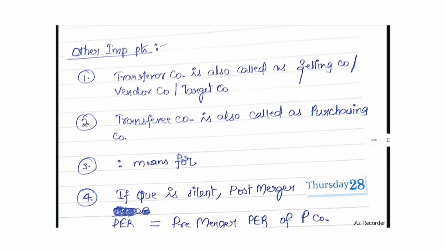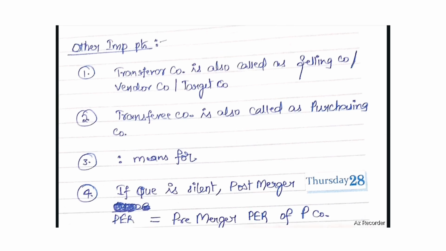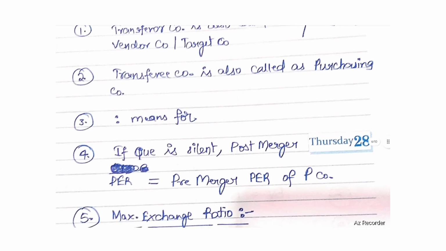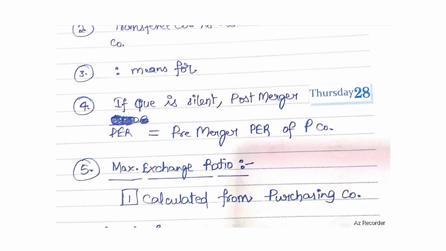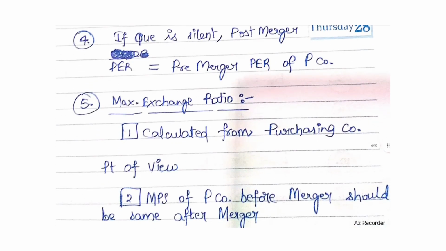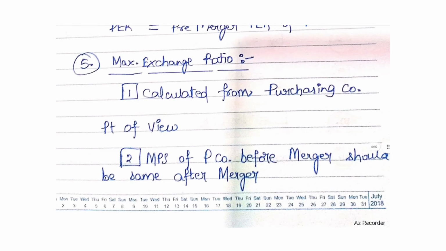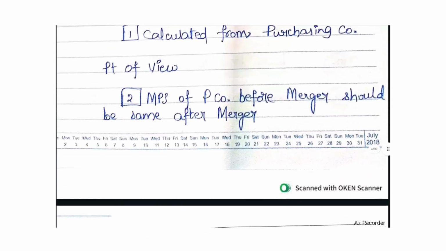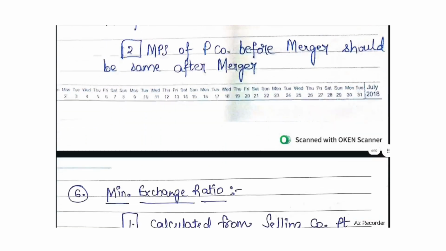First one, the transferor company is called the selling company, vendor company or target company. The transferee company is also called the purchasing company. In mergers and acquisitions, if the question is silent, post-merger price earning ratio equals the pre-merger price earning ratio of the purchasing company. Maximum exchange ratio is calculated from the purchasing company's point of view. MPS of the purchasing company before merger should be the same after merger also, in case of maximum exchange ratio.